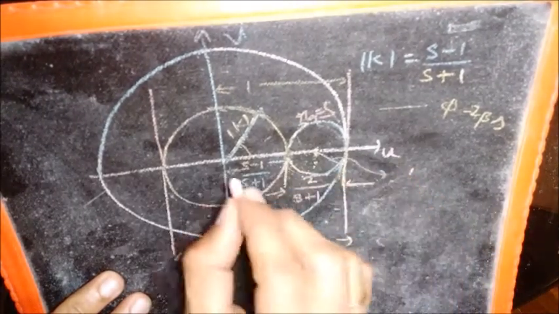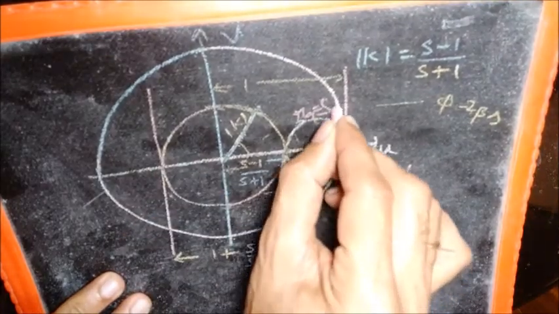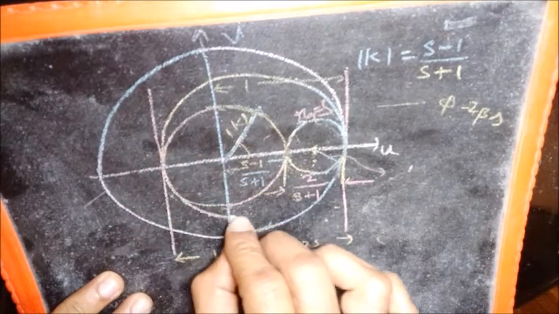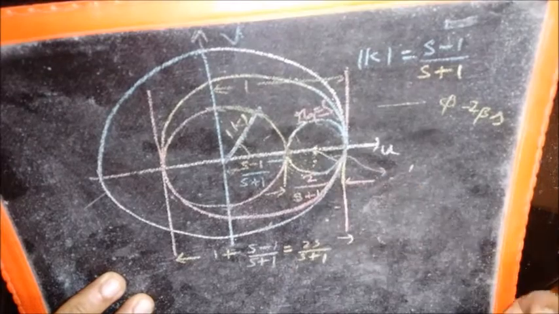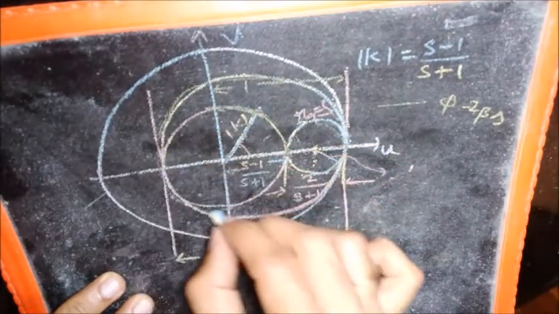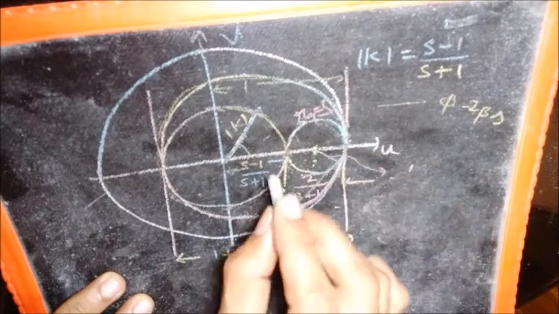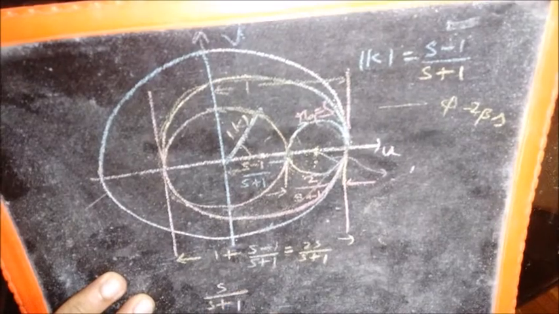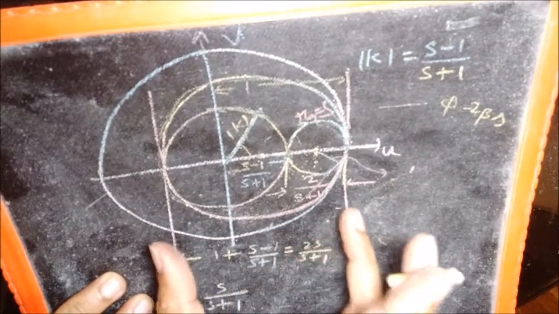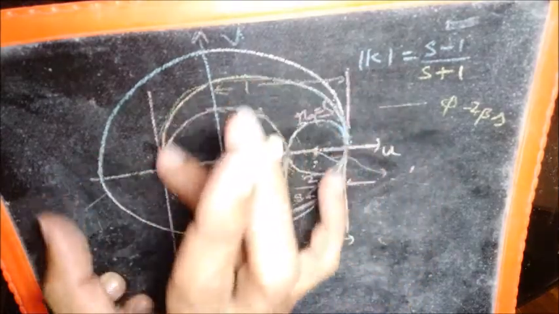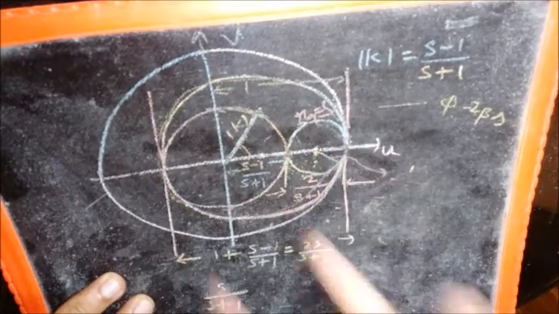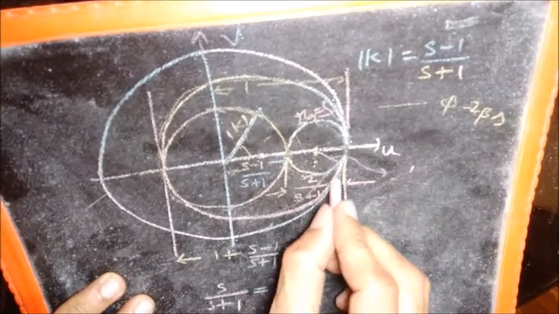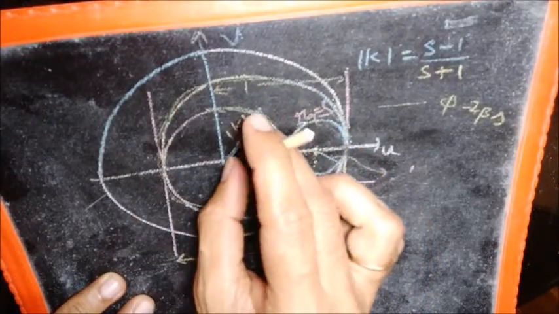Which means that this circle, which corresponds to some RA and which is centered here, will have a radius S by S plus 1. Because this entire thing is 2S by S plus 1, the diameter of this circle is 2S by S plus 1, that means its radius is S by S plus 1, which will be equal to 1 by 1 plus RA, where that RA is some RA corresponding to this circle, which depends on the k, of course.